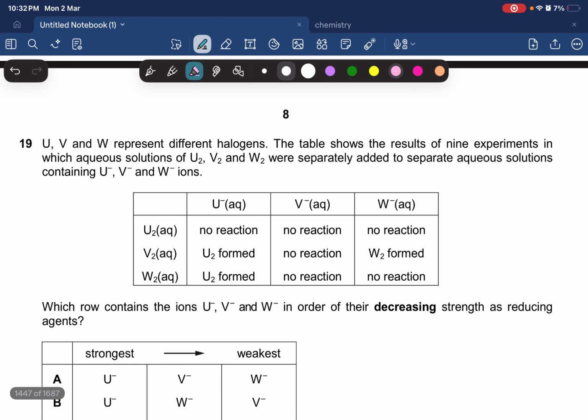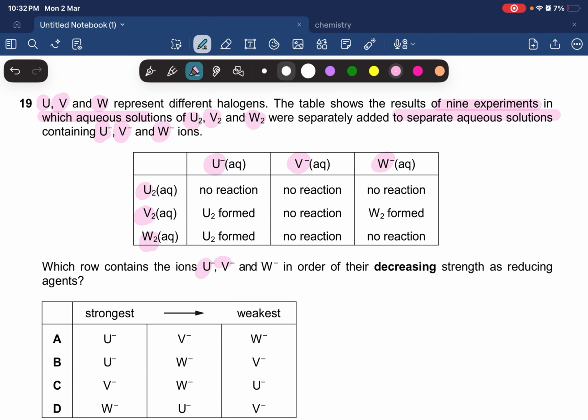Okay, U, V, and W represent different halogens. So they represent different halogens: U negative, V negative, W negative. And then you have U2, V2, and W2. The table shows the results of experiments in which aqueous solutions of U2, V2, W2 are separately added to separate aqueous solutions containing U negative, V negative, W negative. Which row contains the ions U negative, V negative, W negative in order of their decreasing strength as a reducing agent.